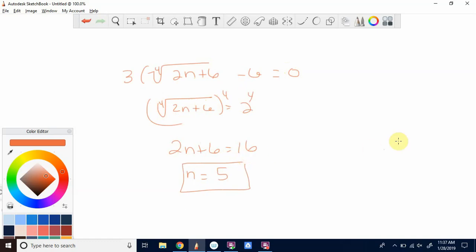But I have to check to make sure it's not extraneous. You put it in: 5 times 2 is 10, plus 6 is 16. The 4th root of 16 is going to be 2. 2 times 3 is 6. Is 6 minus 6 equals 0? Yes, it does. So there's your answer. It's letter C. Do the guided practice 3.